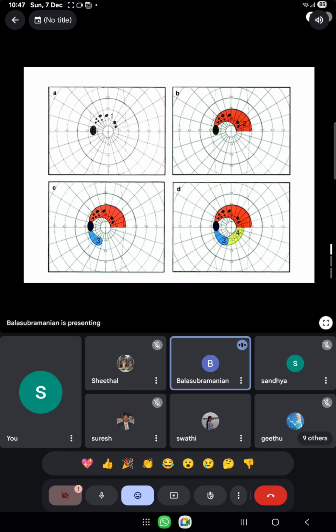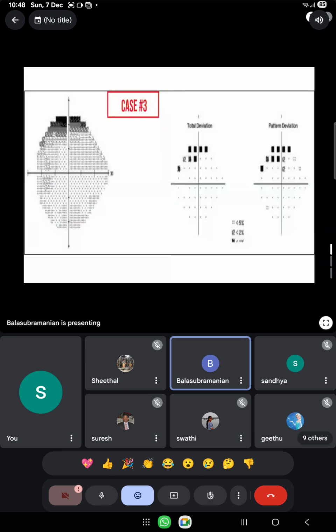It spares fixation, and arcuate defects are typical for glaucoma. Typical, but there are differential diagnoses for arcuate defects. But mostly in glaucoma, the central fixation will be spared. Take care of that point. This is one case study.